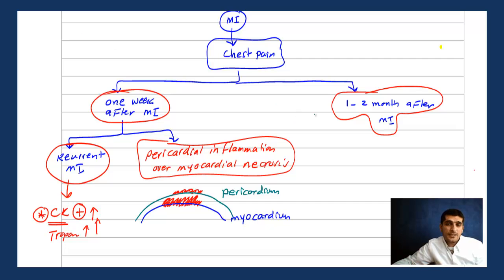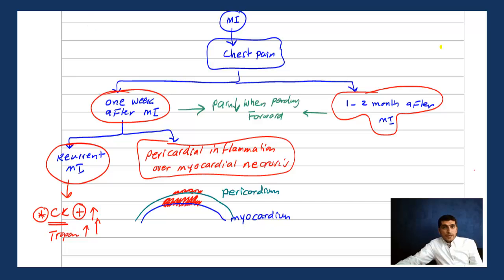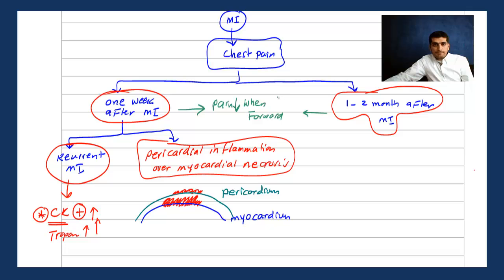Don't forget, these two chest pains are non-ischemic, and the characteristics of pericardial chest pain is that the pain decreases when the patient bends forward. This is usually the characteristic of the pain. So the pain decreases when bending forward. Right, so when you bend forward, basically the pain will be decreased.